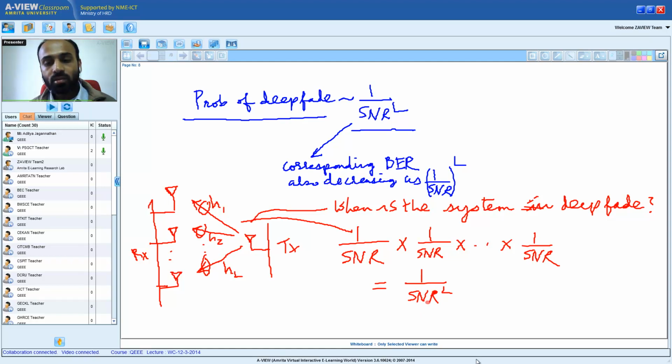To summarize, we are seeing a very interesting phenomenon when we have multiple receive antennas. There is a diversity gain, an increase in the diversity order of the bit error rate. Why is this diversity order increasing? Because as the number of links increases, the probability of deep fade is decreasing. As the number of independent paths between the transmitter and receiver increases, the probability of deep fade decreases because you are increasing the signal reception diversity.